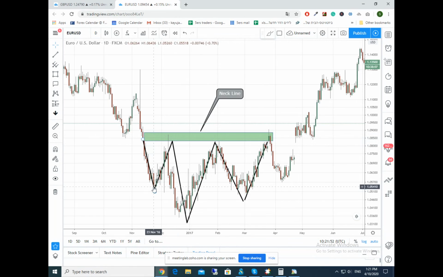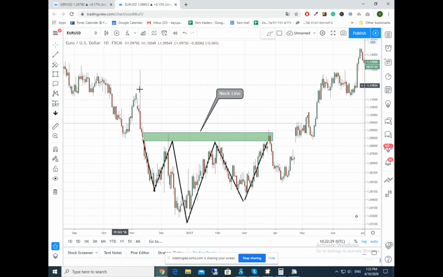We can see here the left shoulder, the head, and the right shoulder. Okay, also here you can see that the right shoulder is almost at the same level as the left shoulder. Both shoulders are almost at the same level. This one is a bit lower, but it's not something significant. And we can see very clearly the pattern, the head and shoulders, the reversal head and shoulders.